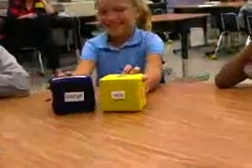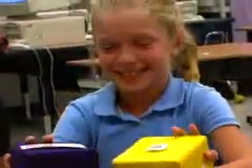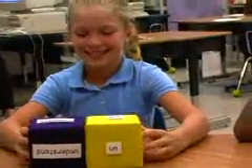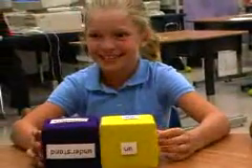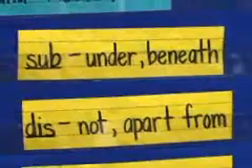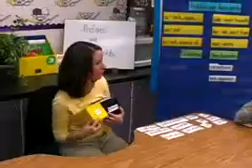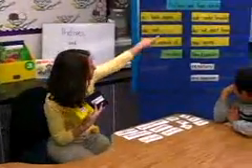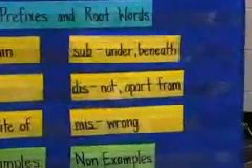All right, so now we're going to move on to Carrie. And Carrie's going to give the prefix cube and the word cube a roll. Okay, can you read your new word for us? Subcomplete. Good reading. Let's take a look at our definitions up here and decide if that word makes sense. Can you read me the meaning of the word sub? Under or beneath.